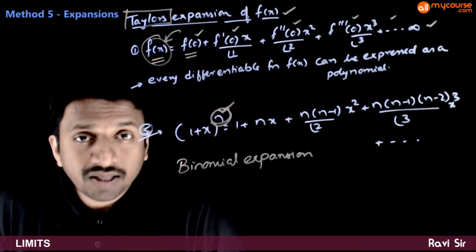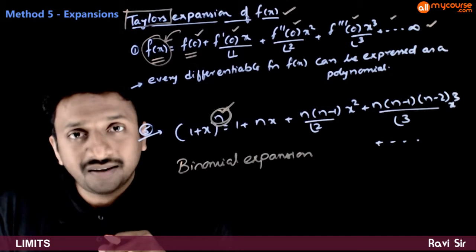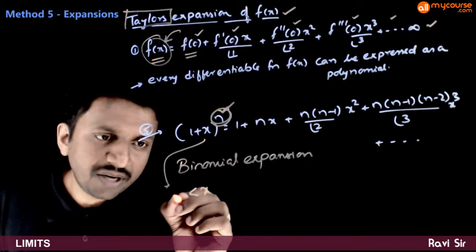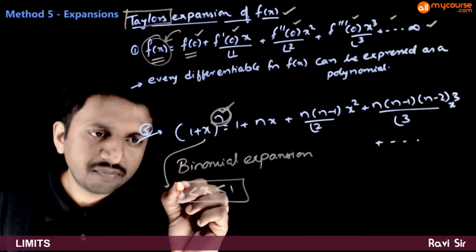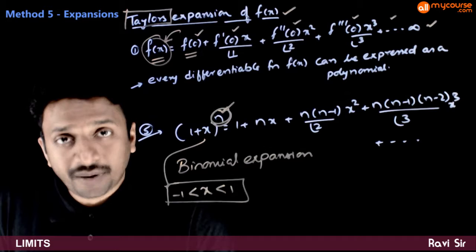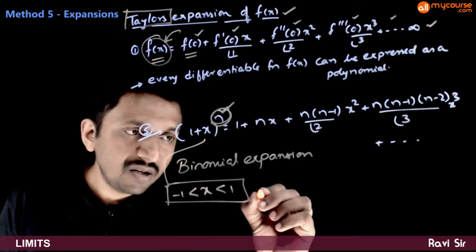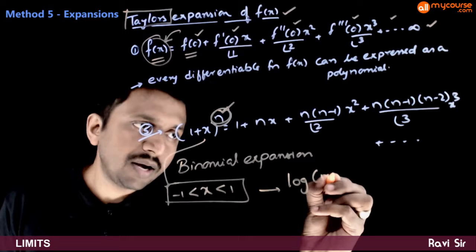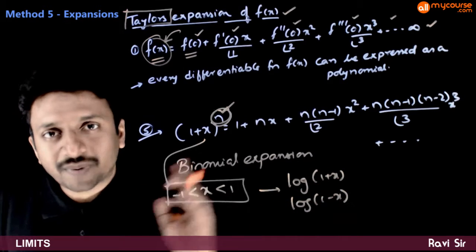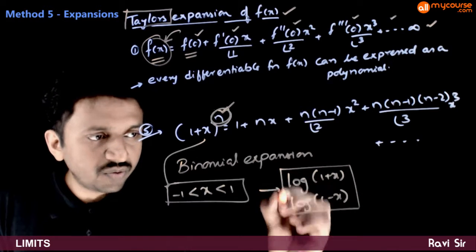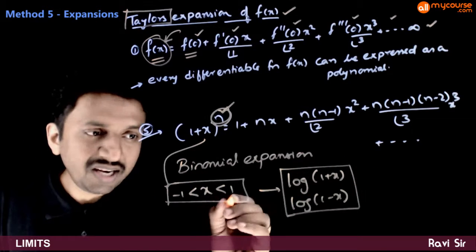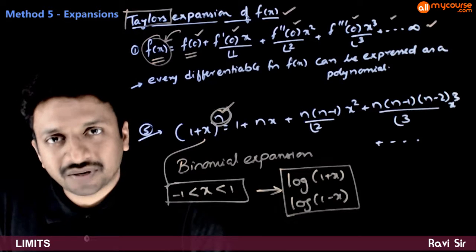And one more thing that you need to keep in mind here is that this expansion is valid only if x is in between -1 and +1. The expansion is valid only when the value of x is in between -1 and +1. And the same is the case with the expansions of log 1 plus x and log 1 minus x. We have already seen what the expansions are. So these expansions which we have written will be valid only if x is in between -1 and +1.